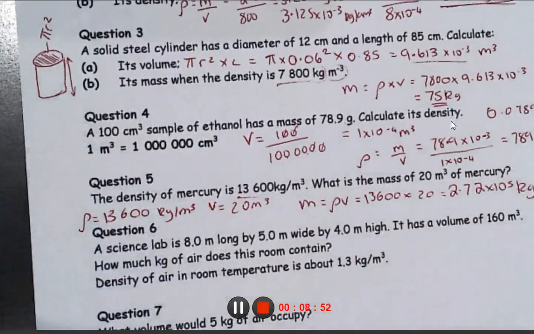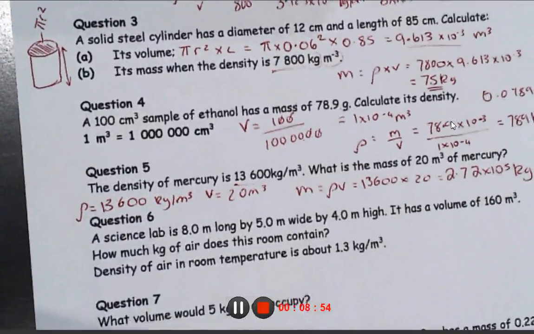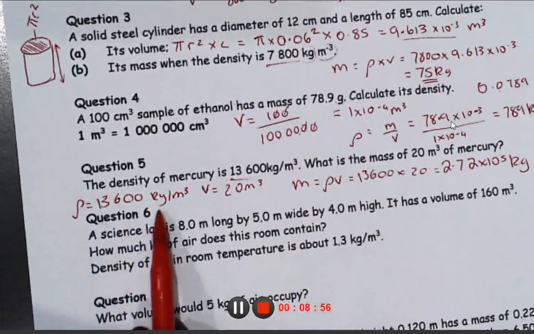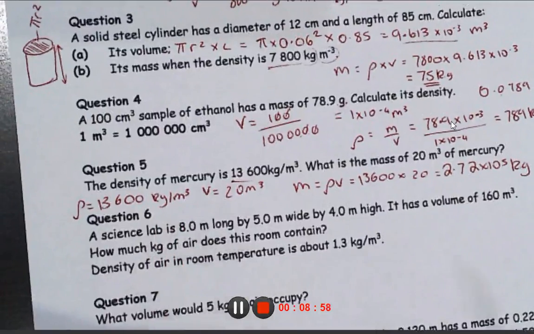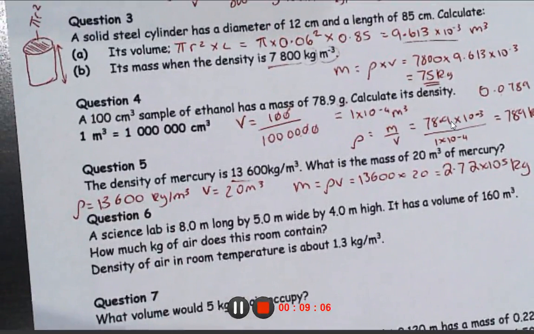Oh, that's really heavy. 13,600 kilograms per metre cubed. So a metre cubed of water weighs 1,000 kilograms, so it's 13 times heavier than water. Mercury is really dense.